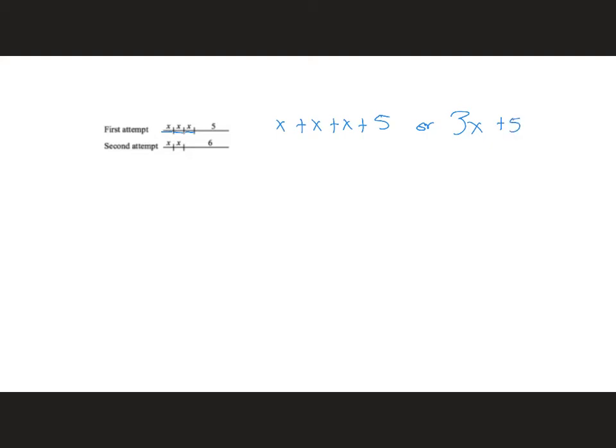Okay, so now why don't you pause the video and see if you can get the second attempt. All right, when I do the second attempt, I have x and x, so that's going to give me 2x and then plus 6.